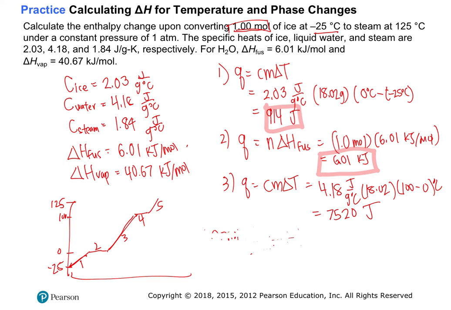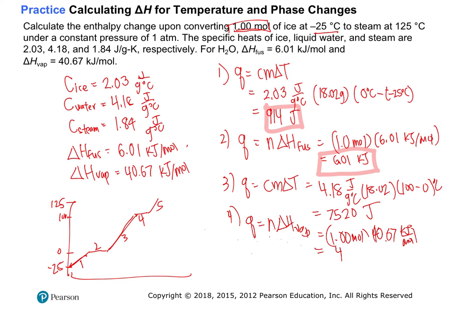Okay, so now I'm going to have another phase change after I get to 100. So for number 4, I'm evaporating. So I'm going to use Q equals n delta H vap. So now I still have 1 mole times 40.67 kilojoules per mole.